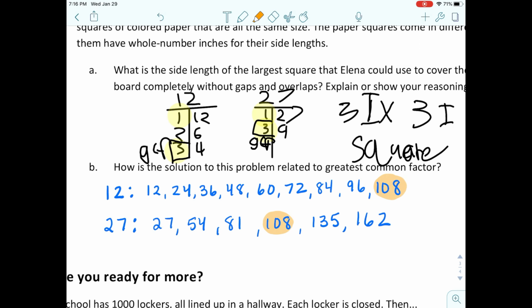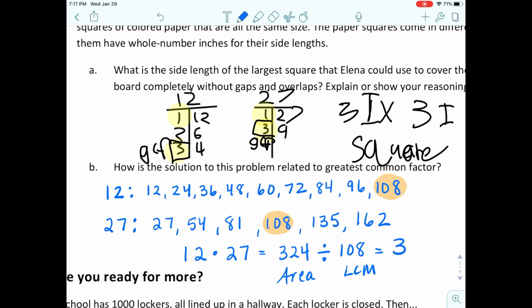Is this gonna work? So what we did next is we did what Danny said about finding the area. Length times width would be 12 times 27, and that equals 324. And then divide by Danny's LCM for those two numbers, which was 108, and lo and behold, that does give us the 3, which is the greatest common factor and happens to be the side length of the largest square that Elena could use to cover the board completely.